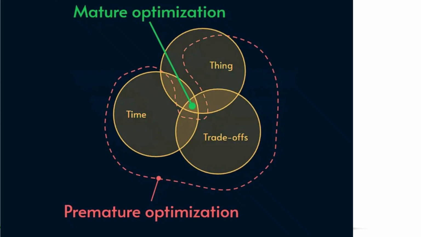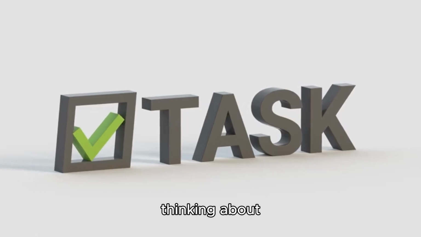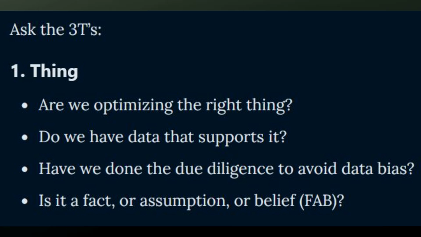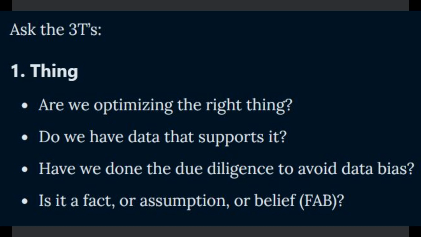In this picture now you have the 3 keys of optimization. This simple mental model enables you to quickly assess whether an optimization is mature or not. Ask the 3 T's before thinking about optimization. 1. Thing. Are we optimizing the right thing? Do we have data that supports it? Have we done the due diligence to avoid data bias? Is it a fact, or assumption, or belief?